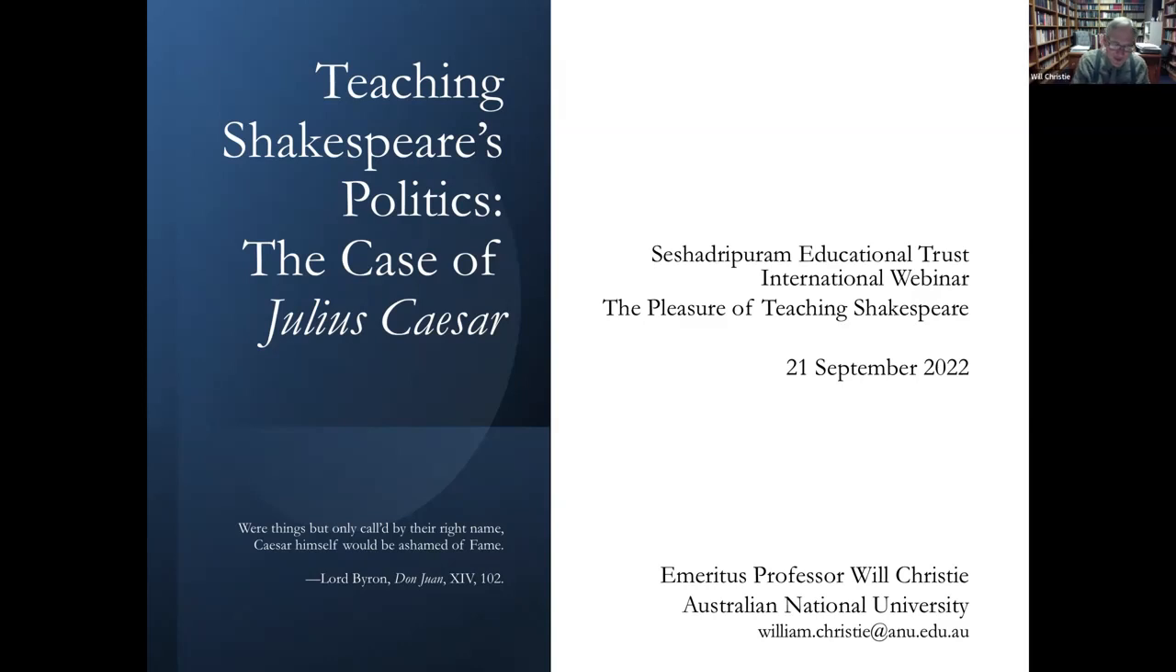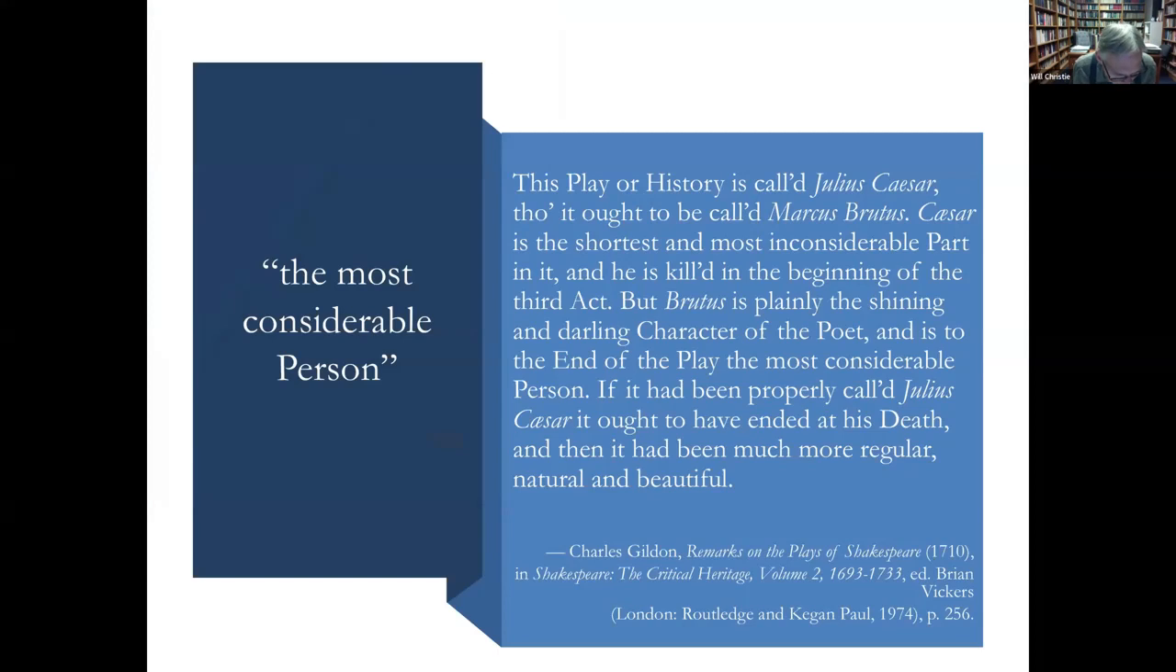In Julius Caesar, the enigmas start with the very title of the play, the name, which, at least according to the early 18th century critic Charles Gildon, ought to be called Marcus Brutus.